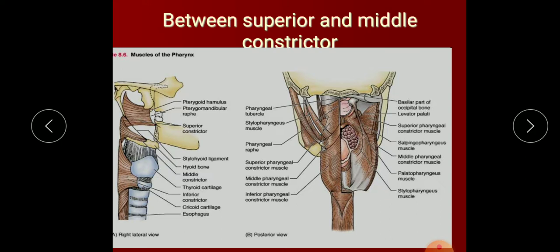Do you remember the 3 longitudinal muscles of the pharynx? Out of that, one was stylopharyngeus. So stylopharyngeus and the glossopharyngeal nerve which supplies it will pass in the gap between the superior constrictor and the middle constrictor. So now look at that figure.